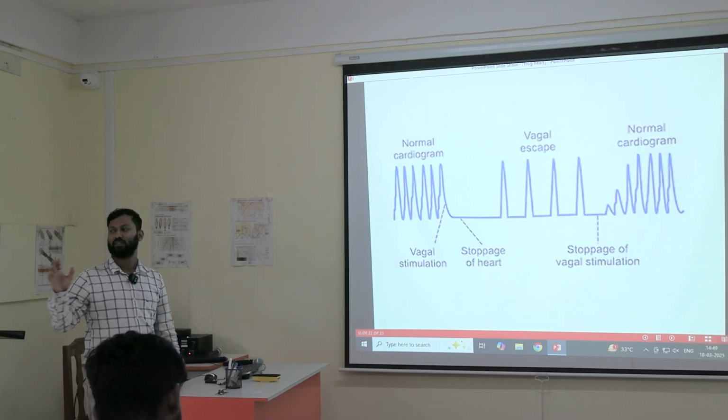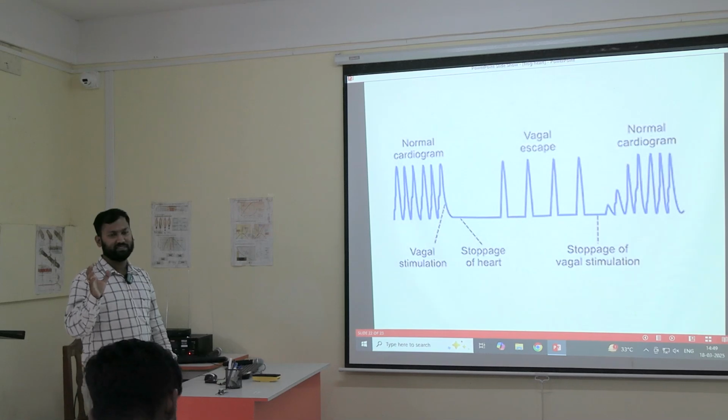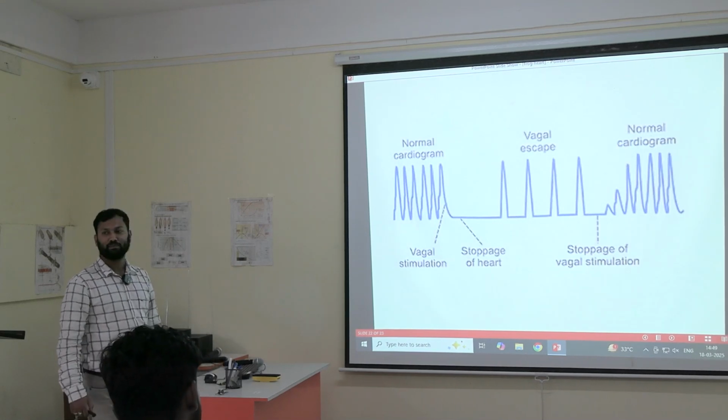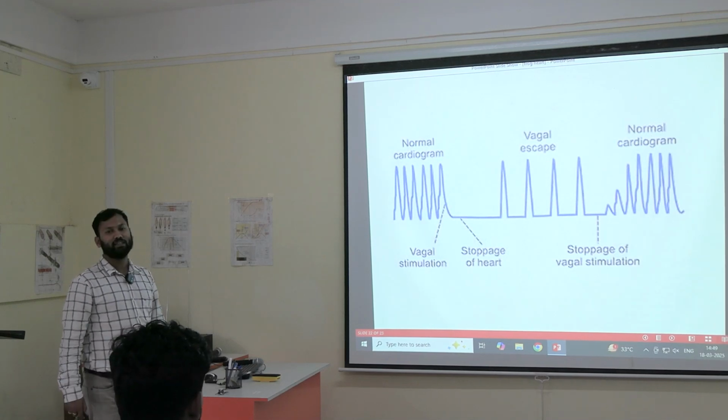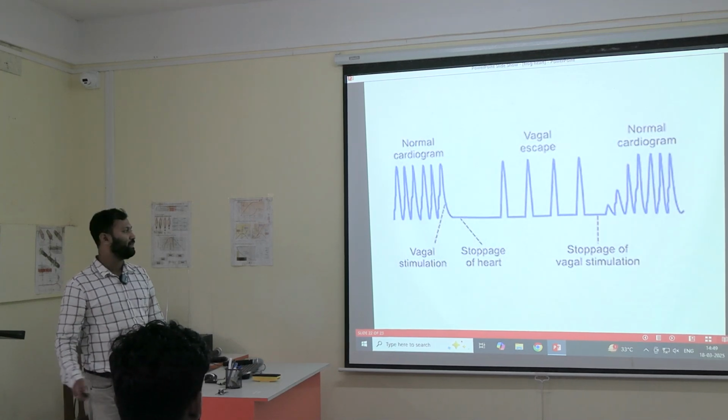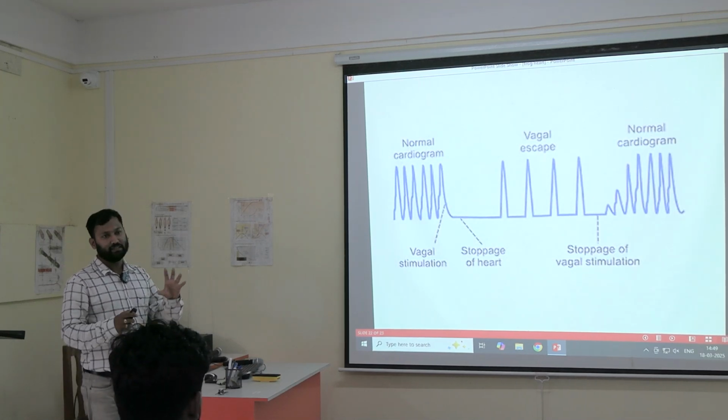There are muscarinic receptors on the heart muscle, on the cardiac muscle. So the vagus nerve will release acetylcholine. They will go and bind with these muscarinic receptors and then they will stop the heart.